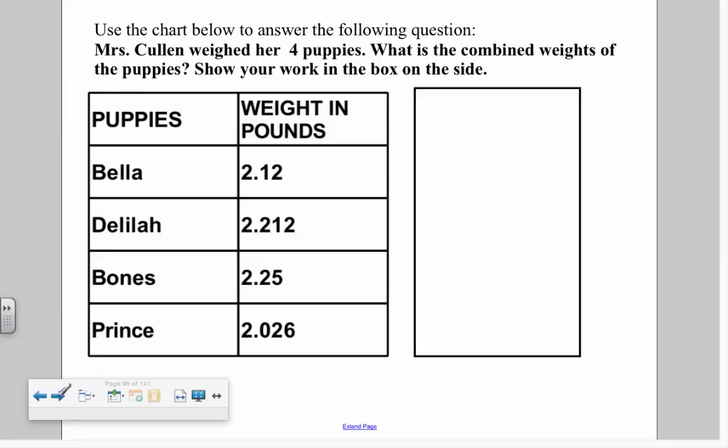Use a chart below to answer the question. Mrs. Cullen weighed her 4 puppies. What is a combination weights of the puppies? Show your work in the box on the side. All the puppies' combined weight, you would simply add them up. When you add them up, if you said, remember to line up the decimals, you are correct.